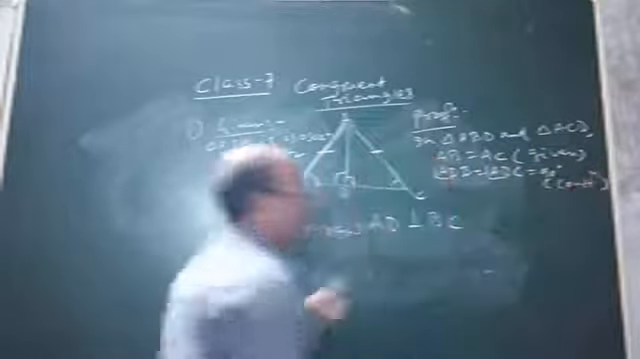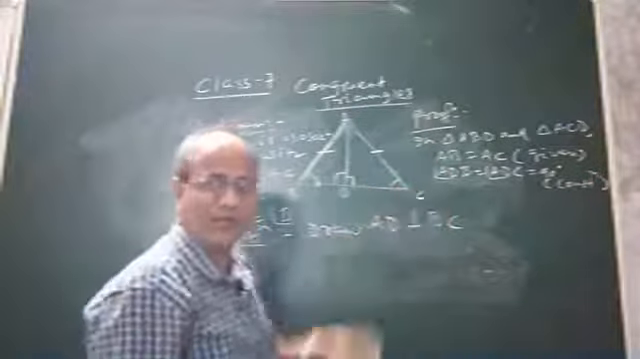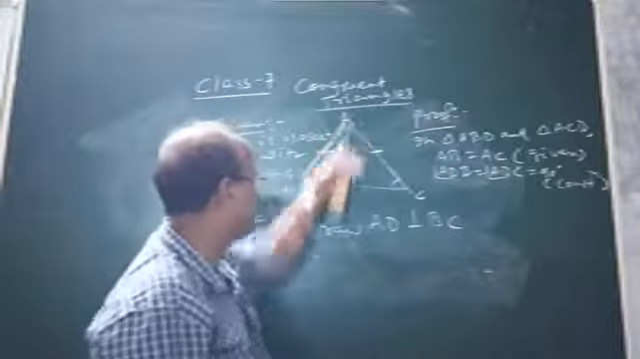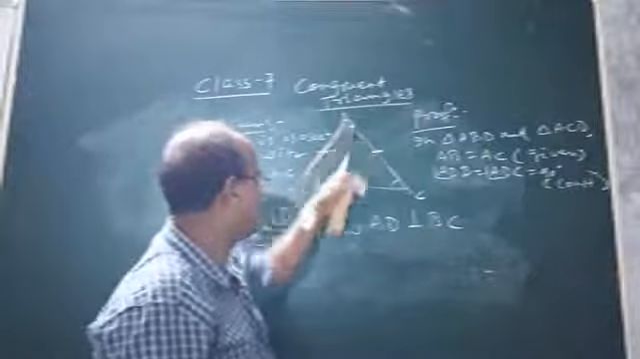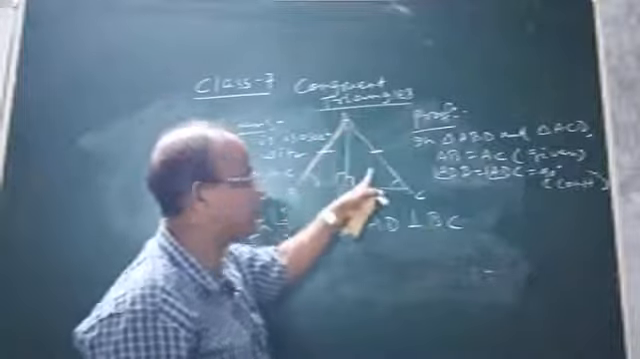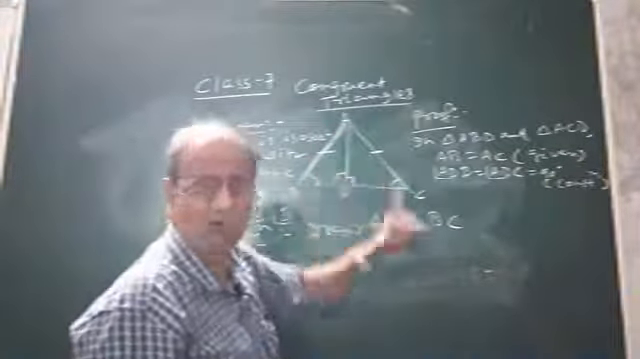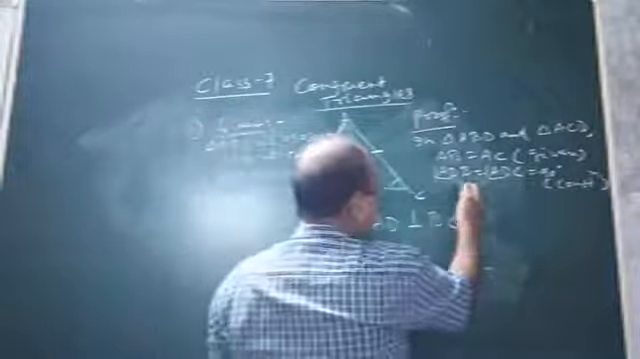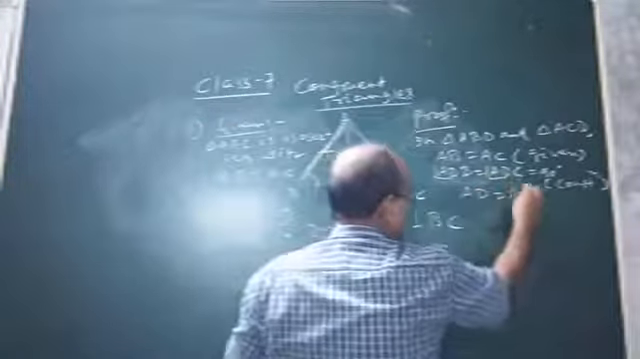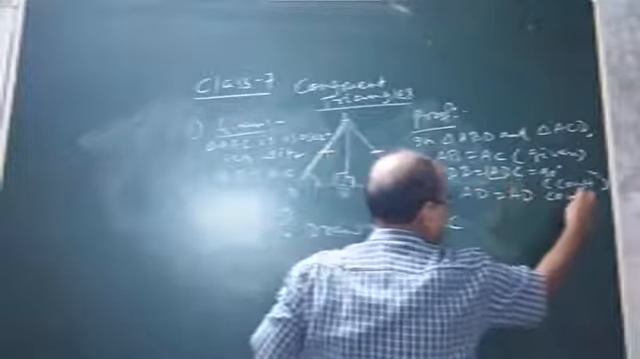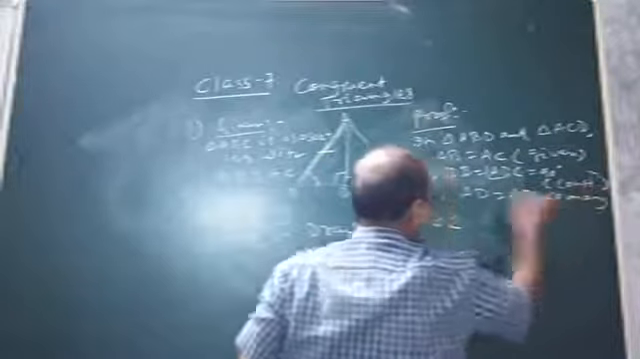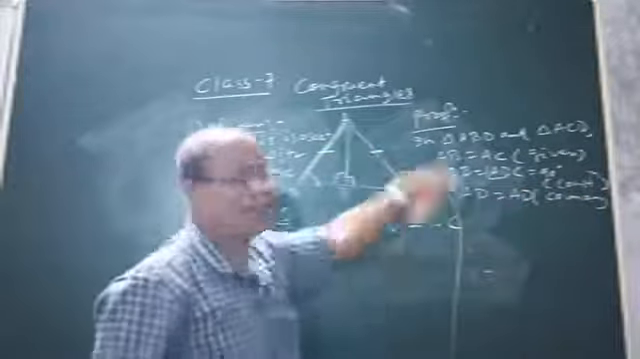Okay. We got 2 matching parts. What is the third matching part? Third matching part is AD. Now this side AD is present in this triangle as well as in this triangle. That means AD is the common side. So we can say AD equal to AD, it is common. Common means it is present in both the triangles. Now we got the 3 matching parts.